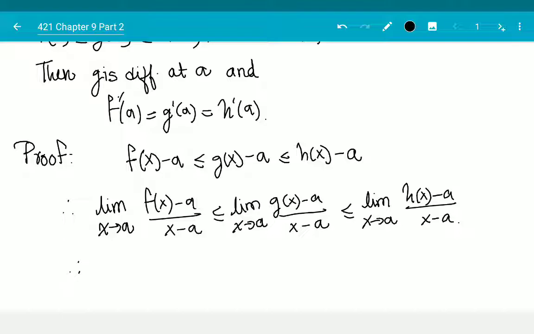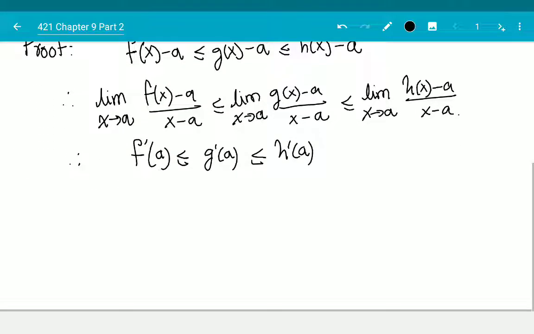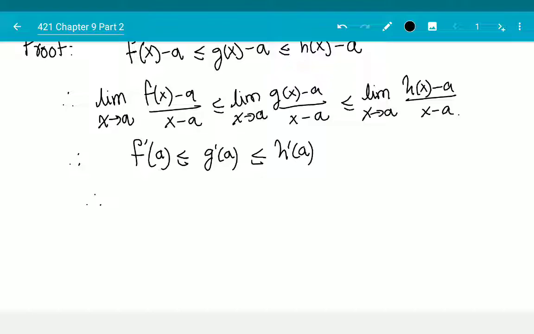And therefore I get that f prime of a is smaller than or equal to g prime of a is smaller than or equal to h prime of a. But I know that f prime of a is equal to h prime of a, therefore f prime of a is equal to g prime of a is equal to h prime of a. Now, you might think this proof is completely fine, but there is a small mistake in what I have written, which is deliberate.